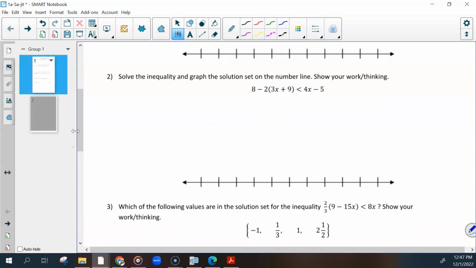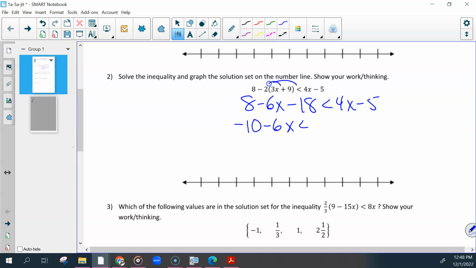Number 2, start by distributing. We have 8 minus 6x minus 18 is less than 4x minus 5. Combine your like terms on the same side. And then move all of your variable terms to one side, your constants to the other. So let's say I add 6x and add 5, so that we get negative 5 is less than 10x.